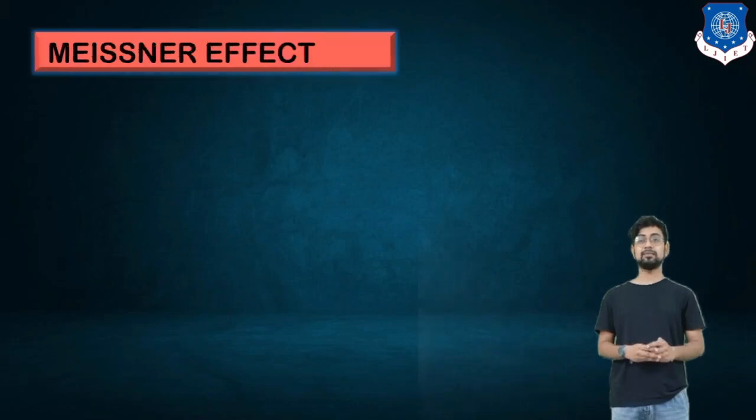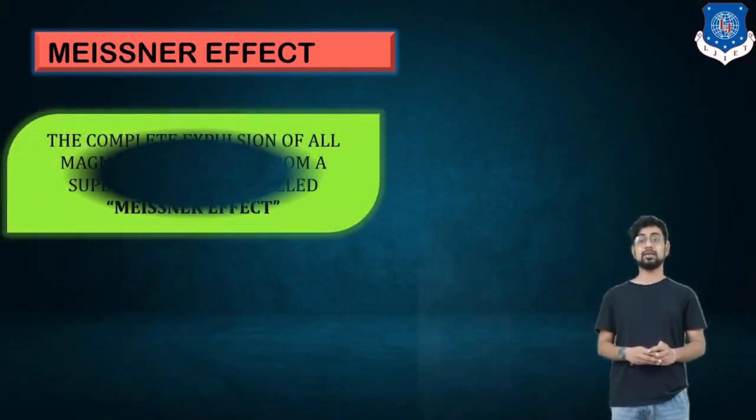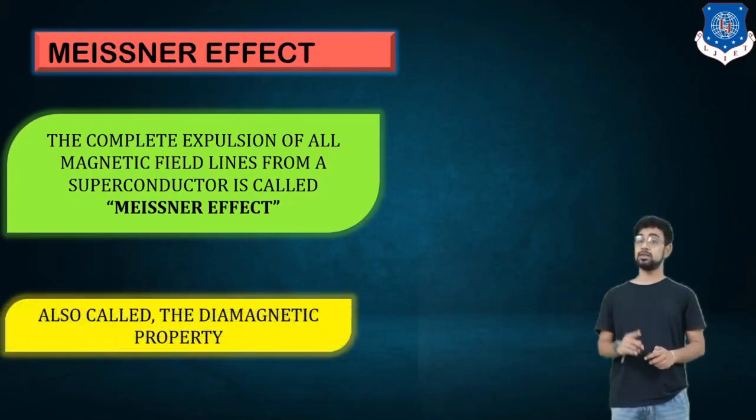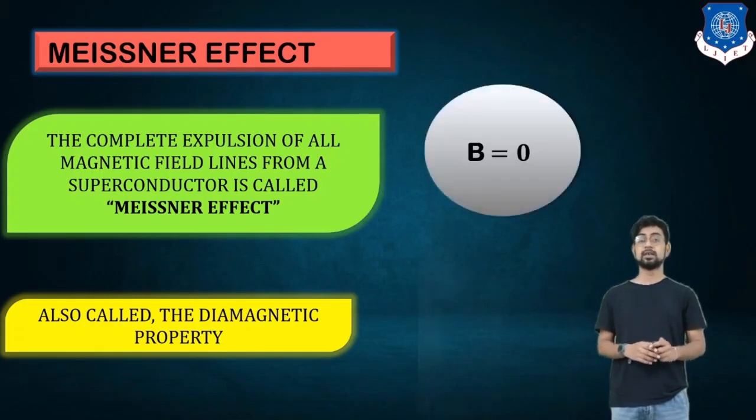Before we start the theory, let's have a brief glance at what the Meissner effect is. We have studied this in the properties. The Meissner effect says that the complete expulsion of all magnetic field lines from the superconductor is called the Meissner effect. It also justifies the diamagnetic property of the superconductor. In a superconductor, the magnetic flux density is almost zero.